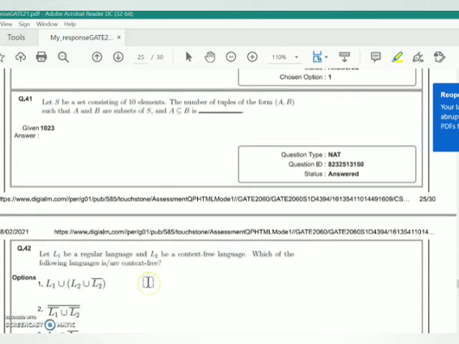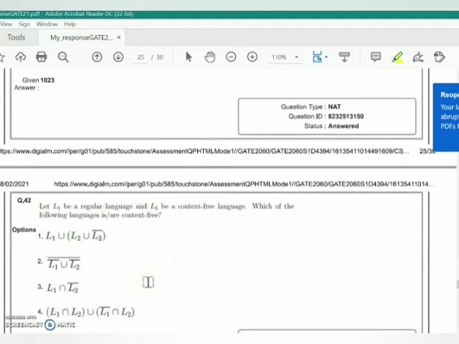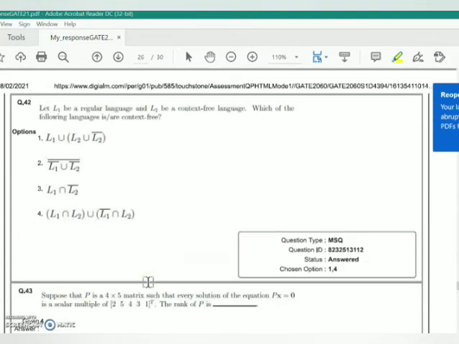Question number 41. 3 raised to 10. Question number 42. Only the L1 intersection L2 complement is wrong. So 1, 2, 4. 1, 2, 4 are the correct answers that I have corrected later.